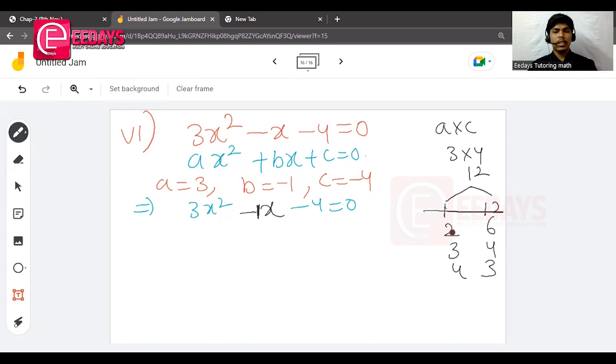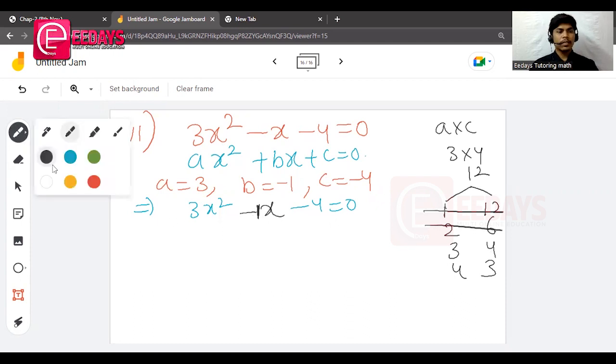So you just cross it. 2 plus 6, 8. But we required 1. 6 minus 2, that is 4. It is also not matched with that. We just cross it too. That's why I'm writing from 1 table, 2 table, 3 table, 4 table, like this. Okay. Now 3 plus 4, 7. Not matching. 4 minus 3, 1. Okay.